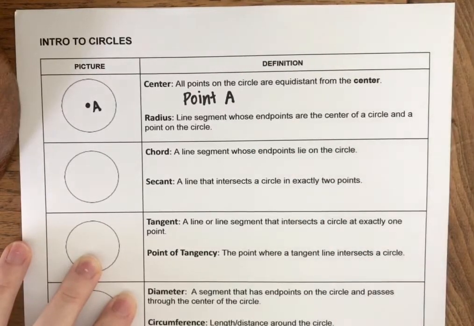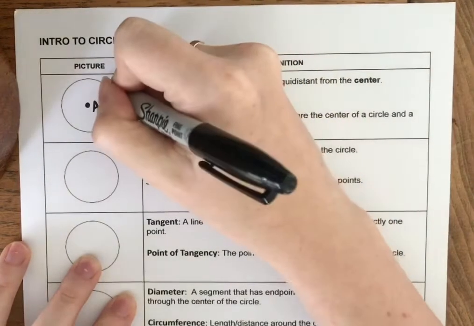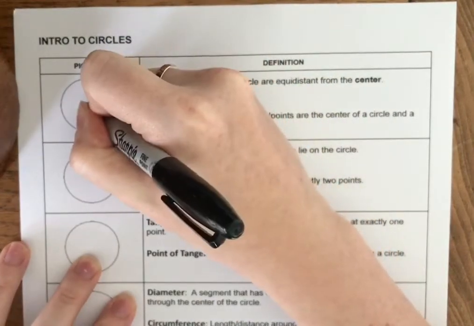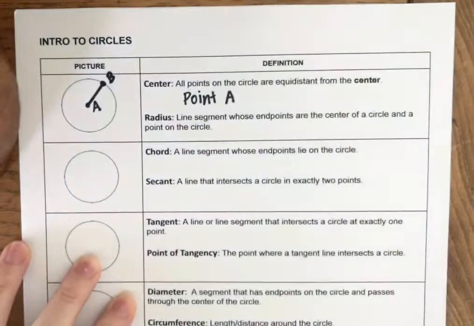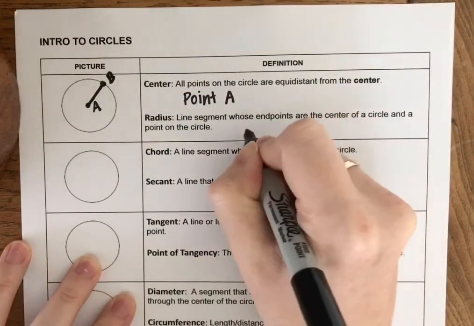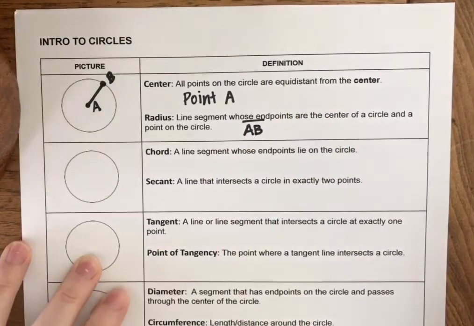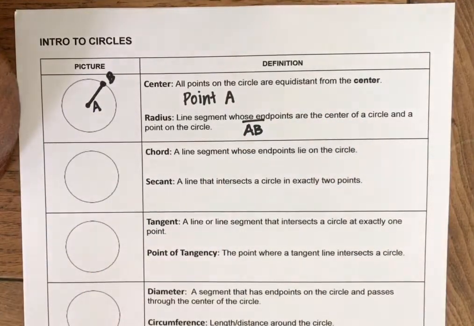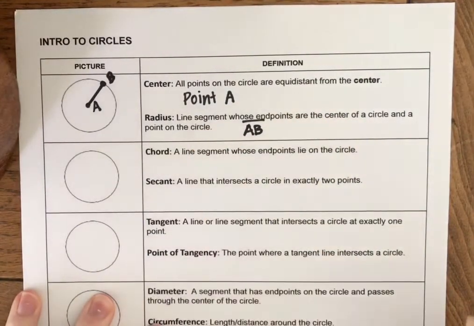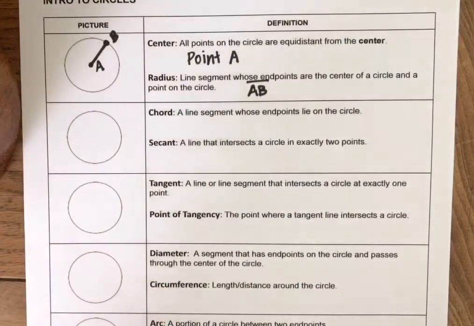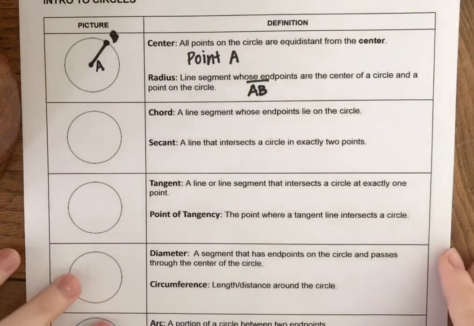Okay, the radius, I know we all know what this is, a line segment from the center to the edge of the circle. So it is a line segment. Let's say I make that point B. We would label that AB with the straight line over top, no arrows on either side because it is a segment. Okay, the next couple of vocab words are probably going to be new to you. You might not have heard these before.